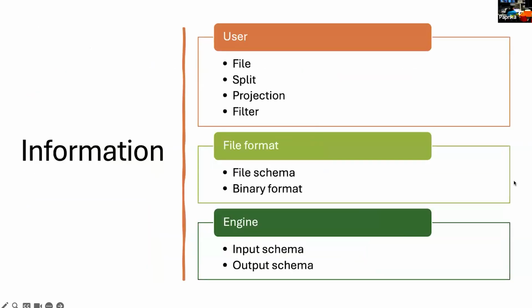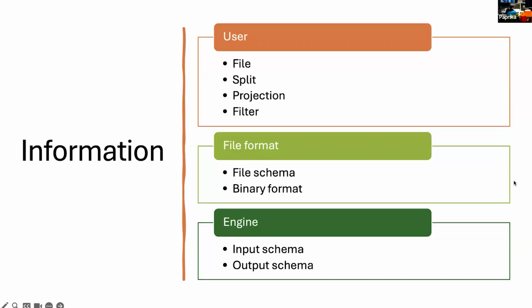Also, here is the information which we are collecting during the read and write. We have information from the user. This is the file which we are reading. This is the split, the part of the file which we are reading. This is the projection, the columns which are needed from the file. This is the filter we need to apply to the file. This is coming from the user.